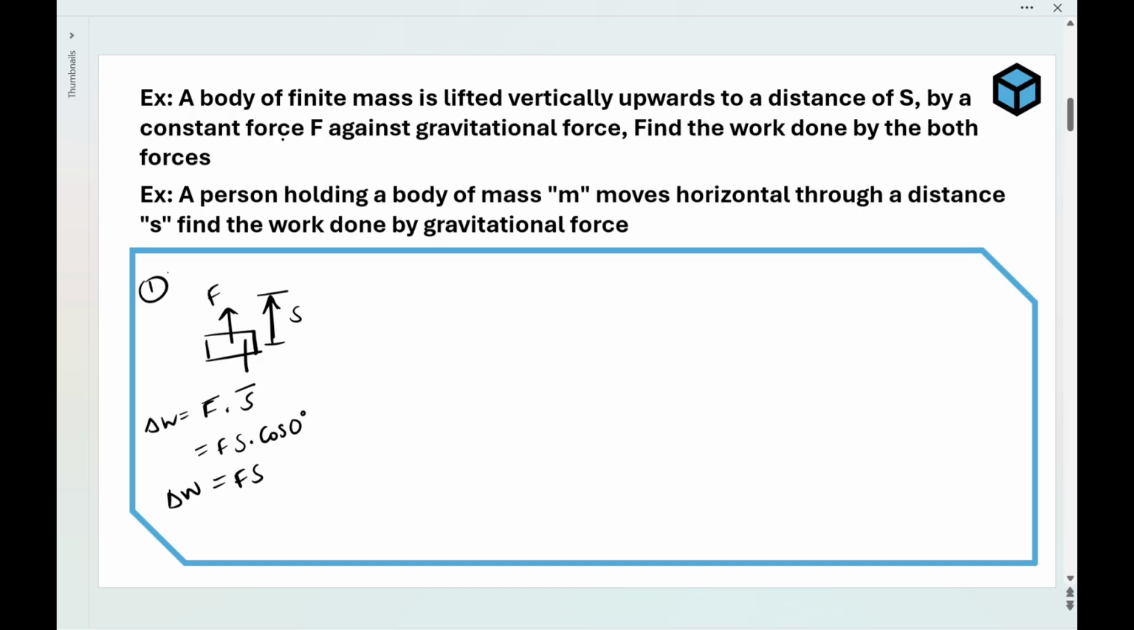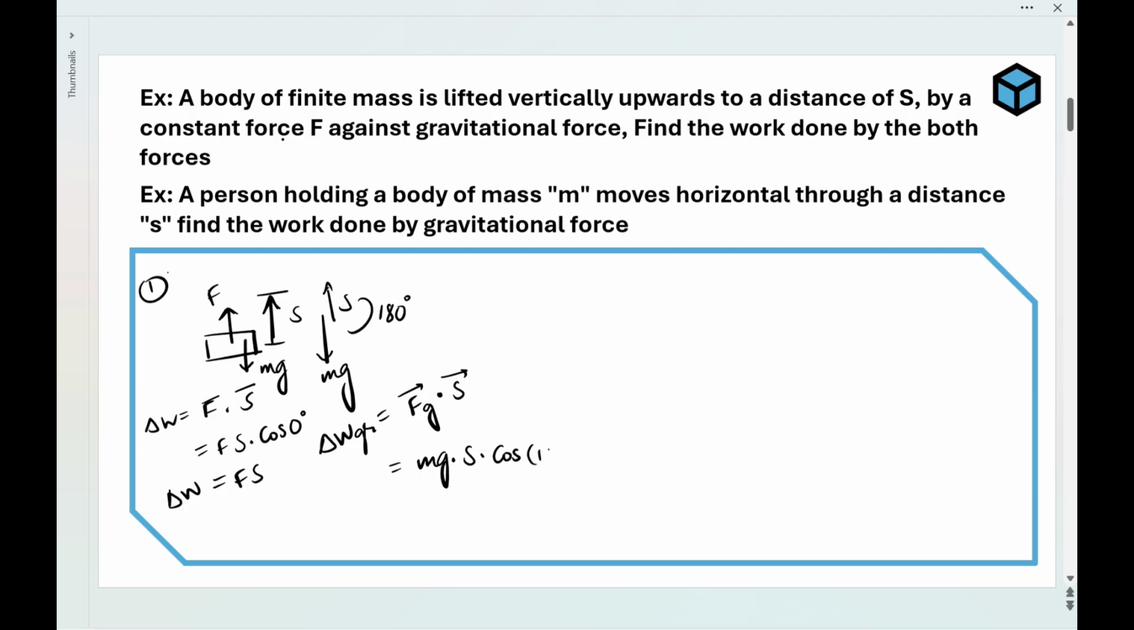And gravity is acting in the downward direction, and the force of gravity is mg. Here the angle between mg and the displacement vector is 180 degrees. So the work done by the gravitational force will be the force due to gravity dot S bar, which is mg into S into cos 180 degrees. So gravity has done a negative work of mgs.